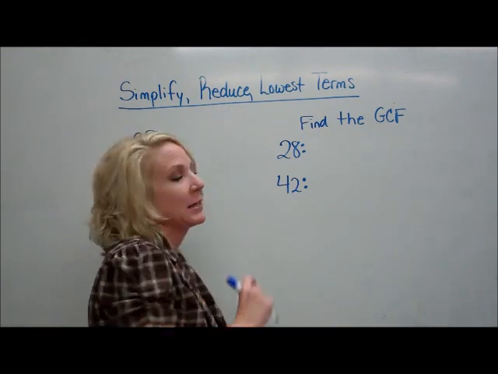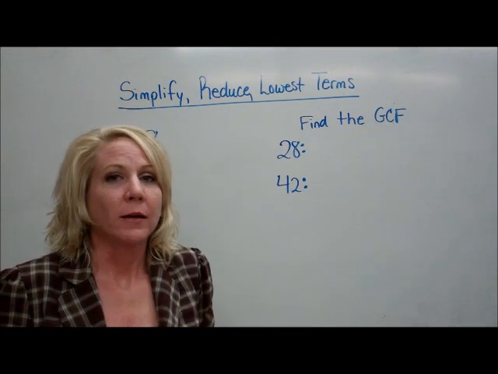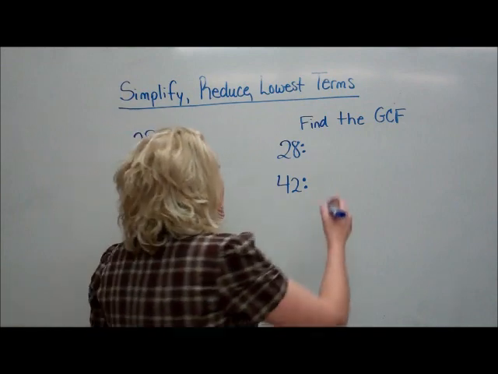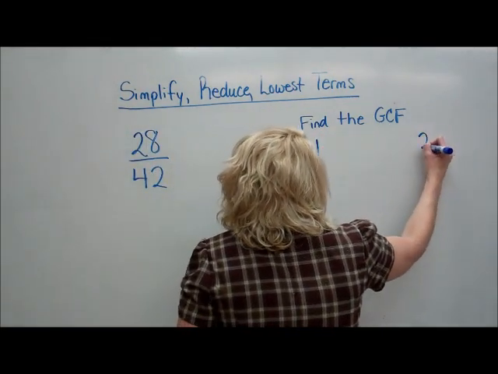So, 28. We start with the counting number 1. 1 times what gives us 28? And the answer would be 1 times 28. So we put the 1 here and the 28 here.